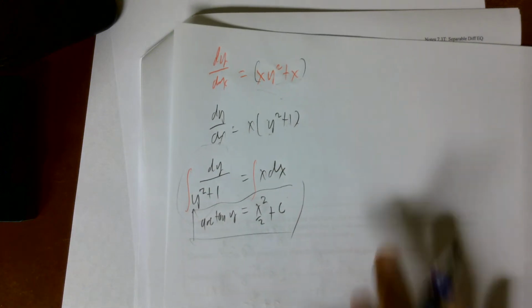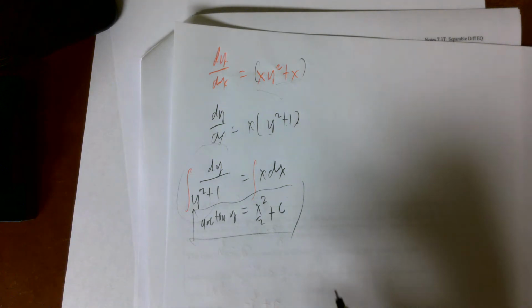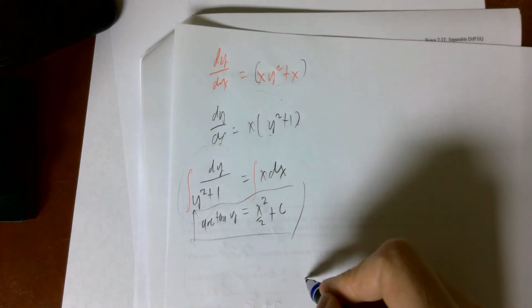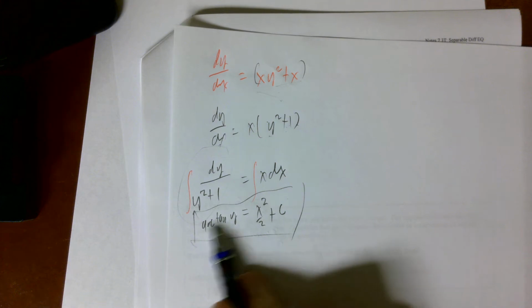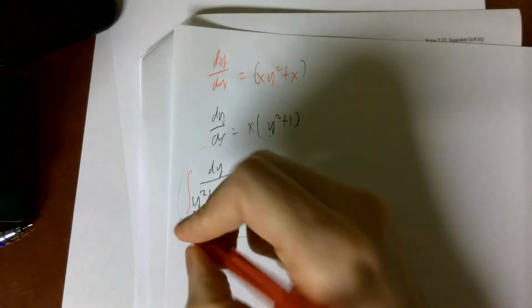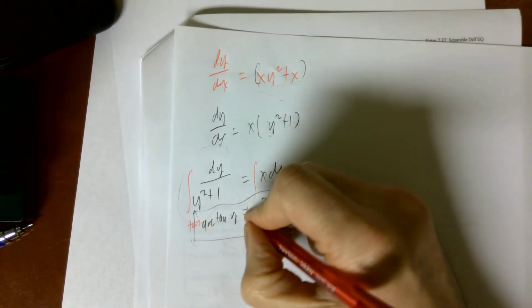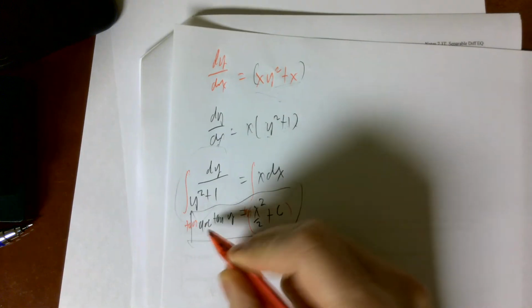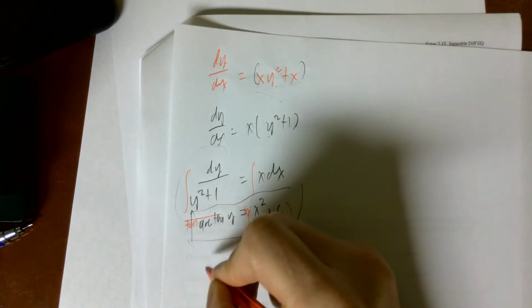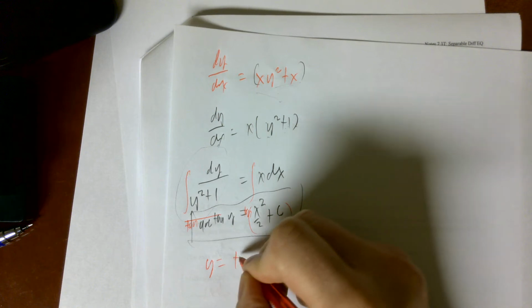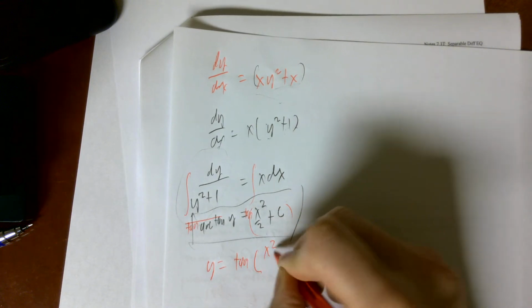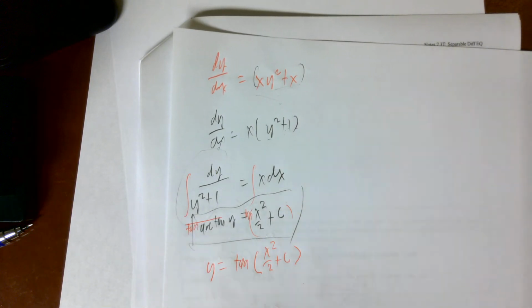But I'm not done, because when you're solving a differential equation, you need y by itself. So to get y by itself, we've got to cancel out the arctangent. So we're going to have to take tangent of both sides. And that tangent cancels out arctangent, so I'm left with y equals tangent of x squared over 2 plus c.